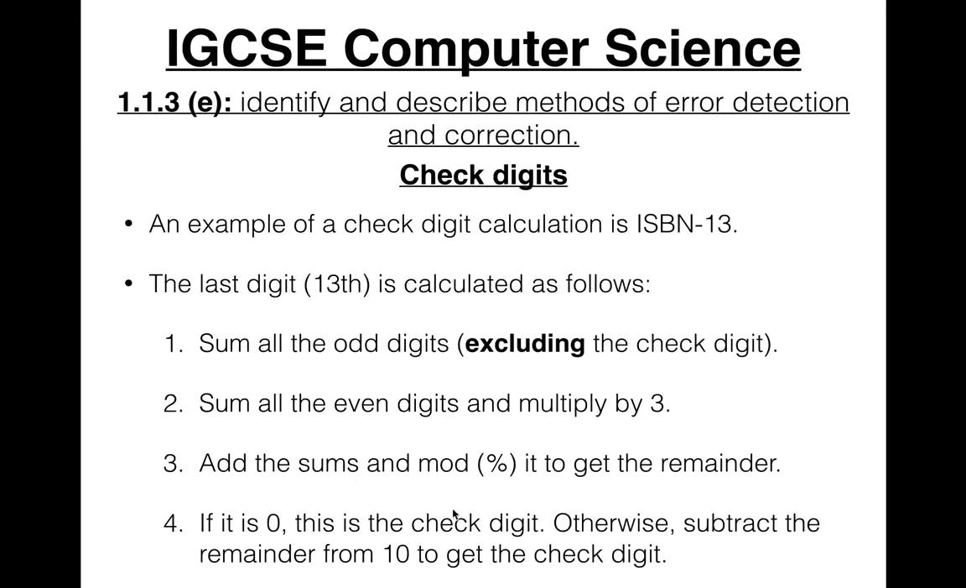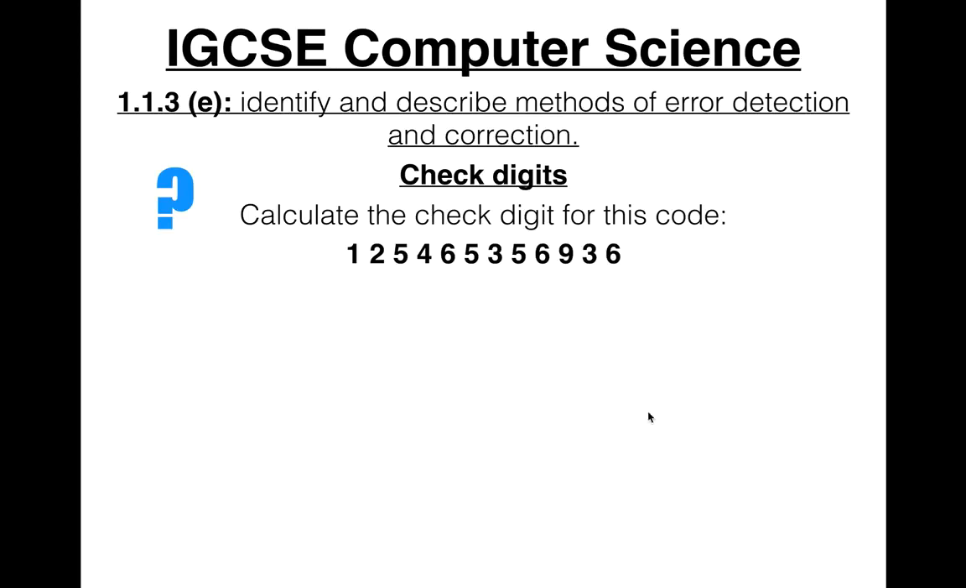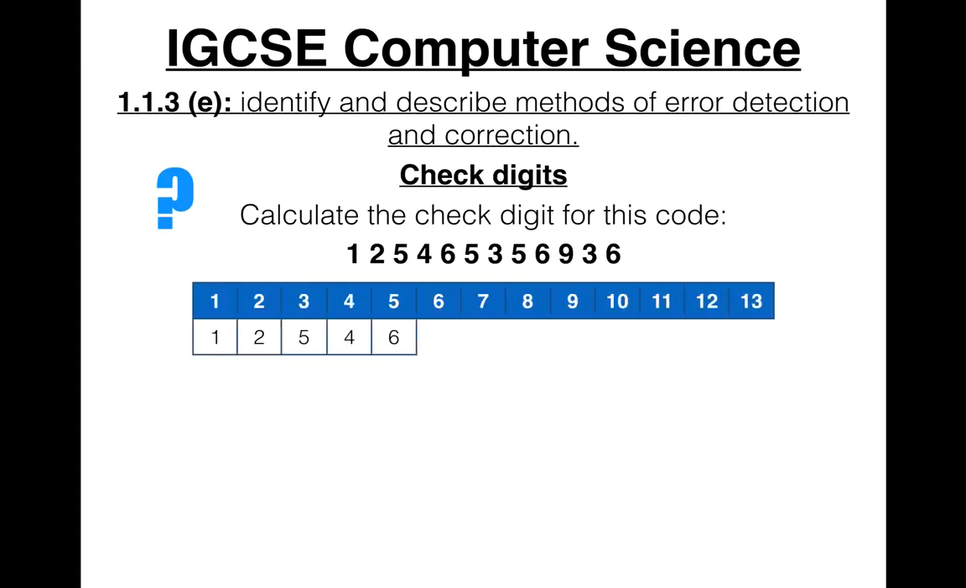If the remainder is 0, this is the check digit. Otherwise, subtract the remainder from 10 to get the check digit. So we'll look at an example. Calculate the check digit for this ISBN 13 code. The check digit would be right here, but we need to calculate it. So let's put it in a table, put the numbers in, and calculate the check digit.